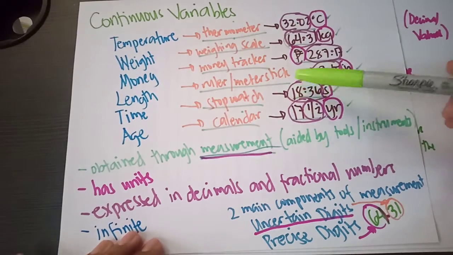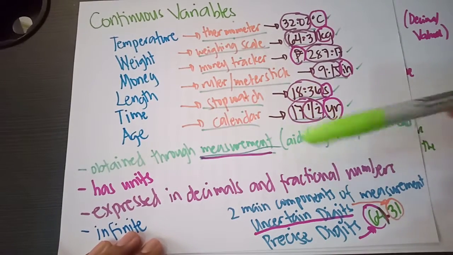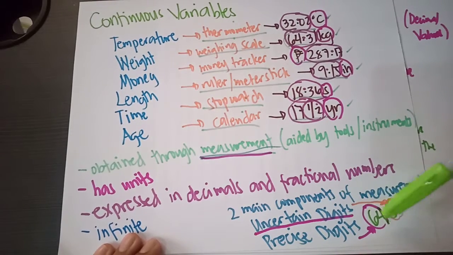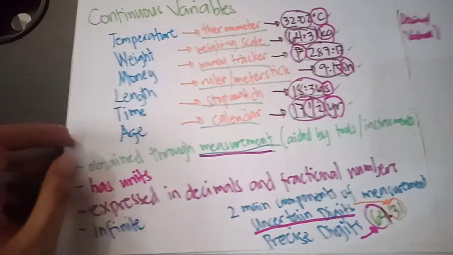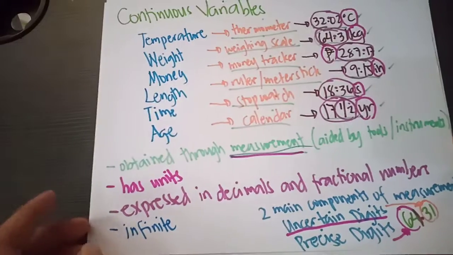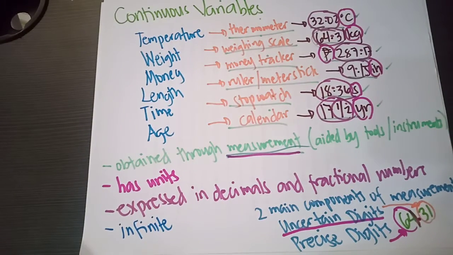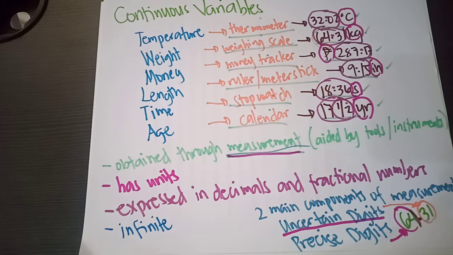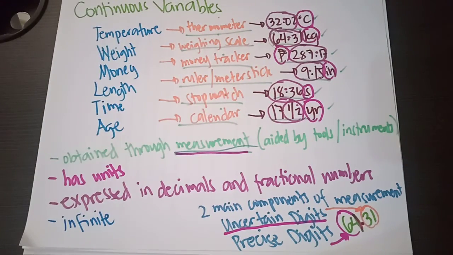And since continuous variables are obtained through measurement, there are two main components of measurement. We have the uncertain digits and the precise digits. The uncertain digits pertain to the decimal values, while the precise digits pertain to the whole number that is accompanied by the decimal value. So that concludes our discussion dealing with the classification of variables according to the continuity of values. Now that we are done with these two classifications of variables, we are now ready to proceed to the further classification of variables, and that is the different levels of measurement.